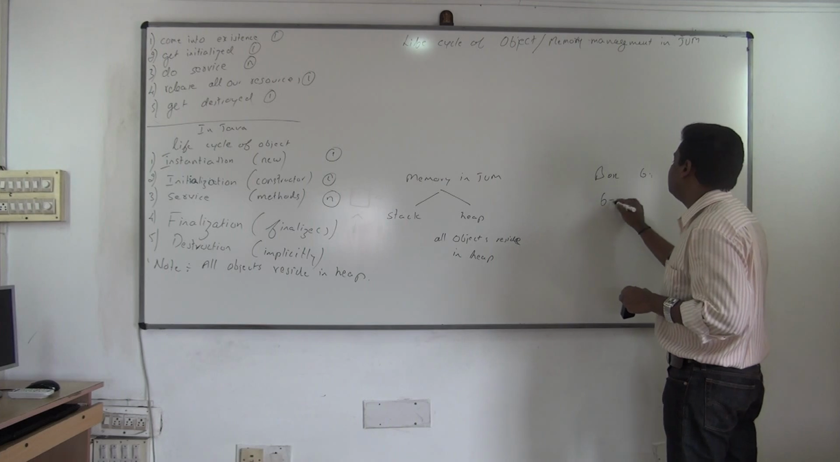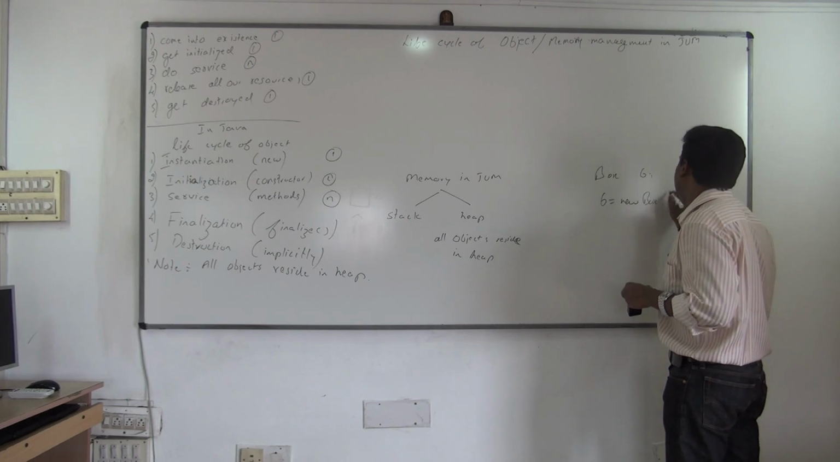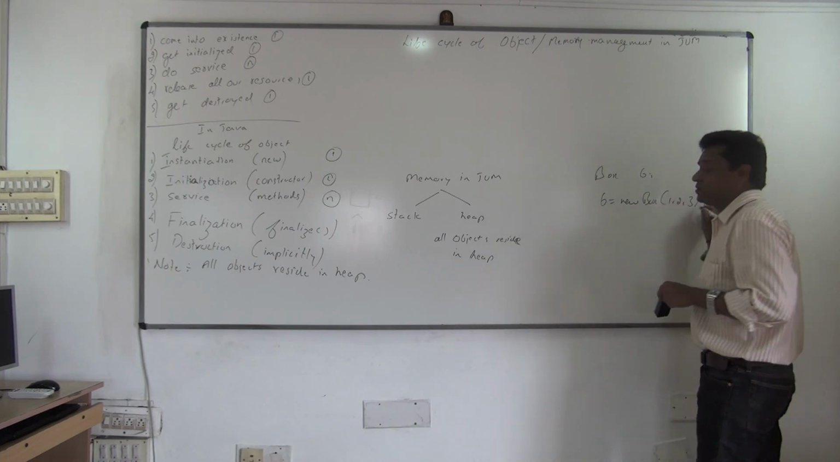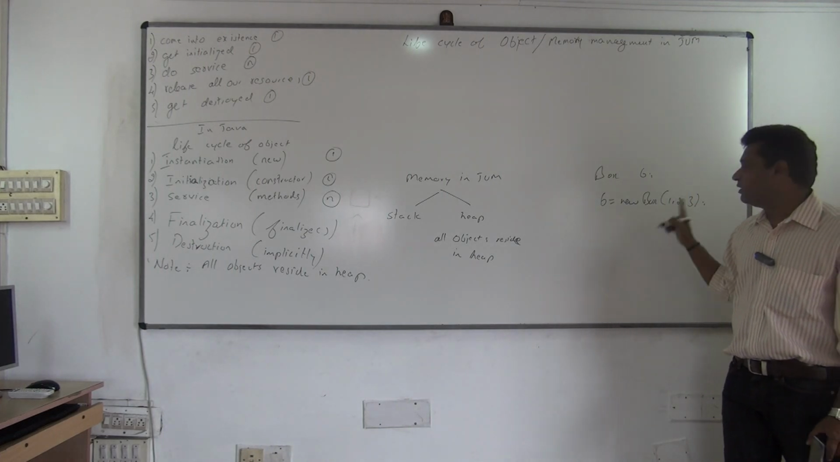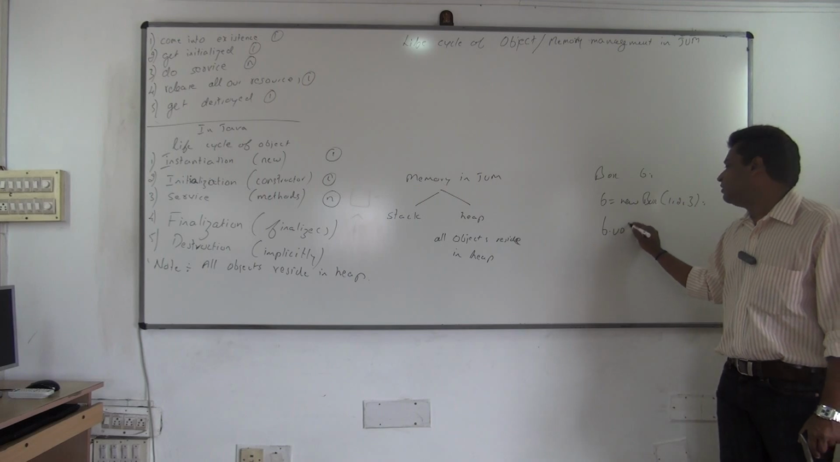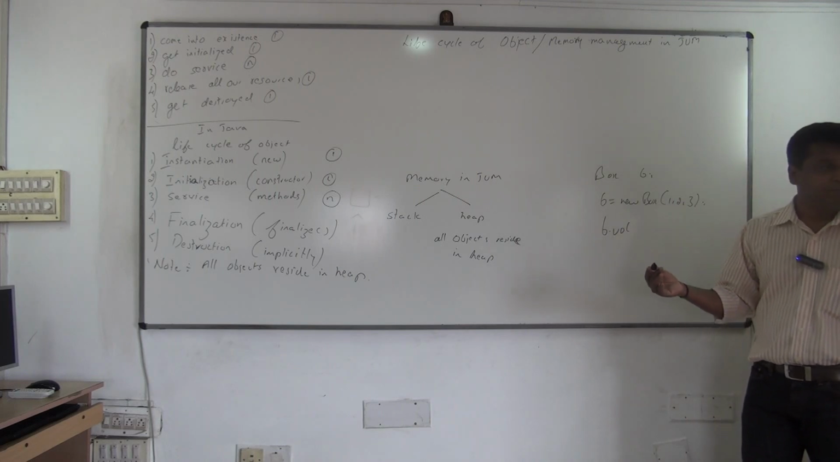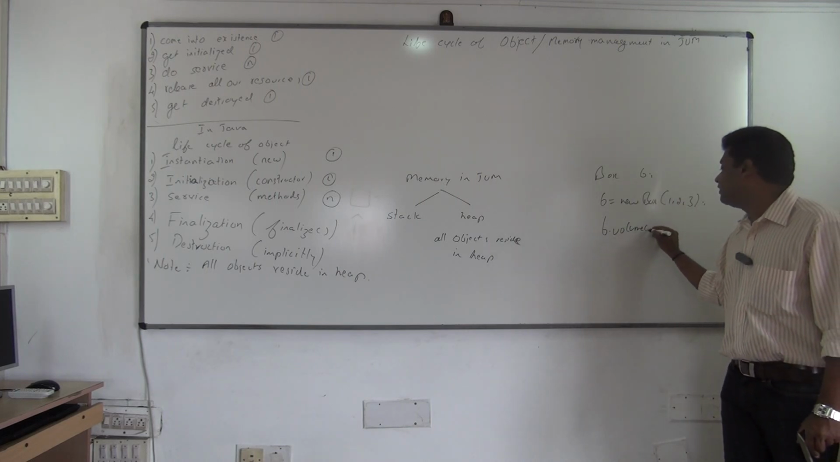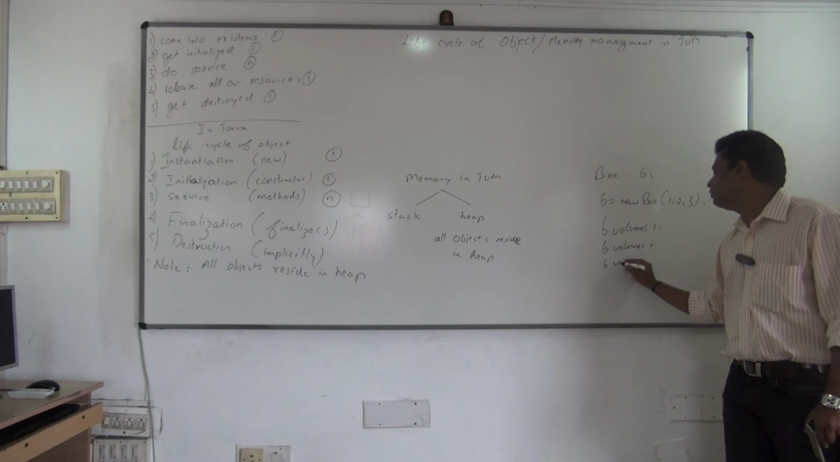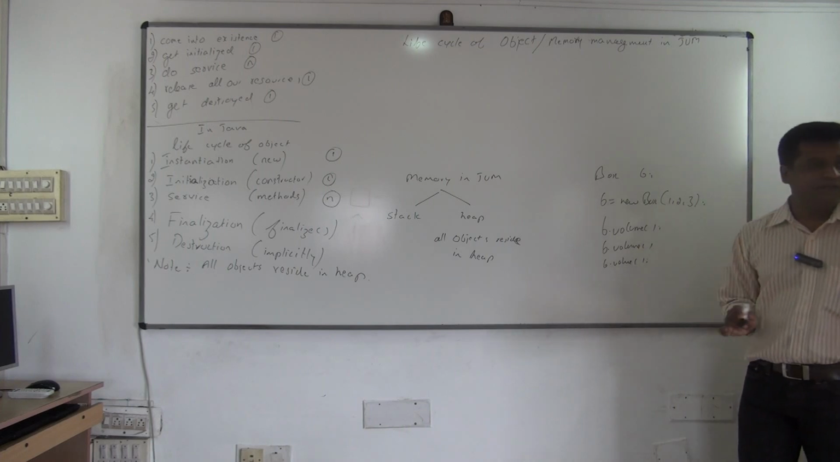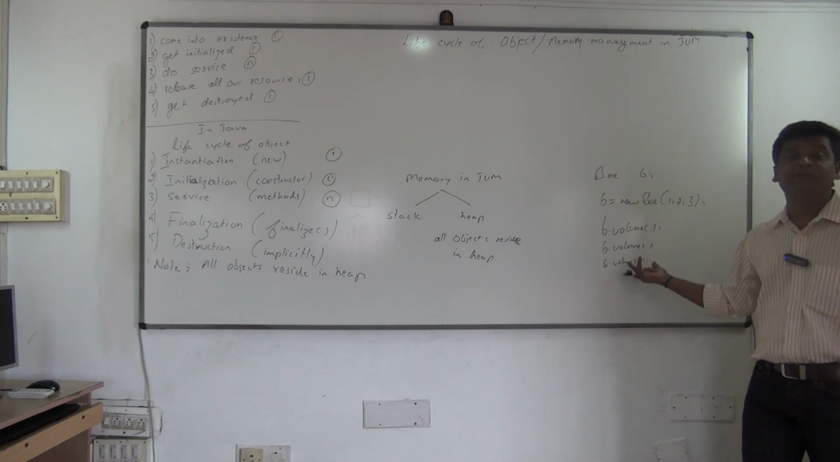box B. B is equal to new box of 1, 2, 3. So here, in that particular memory location, the constructor gets executed. After the constructor is executed, I cannot call the constructor again, but a method I can call 100 times. B dot volume, B dot volume, B dot volume. We can call the method 100 times, no issue. There is no limit for calling the method.